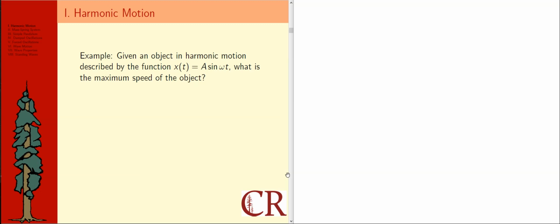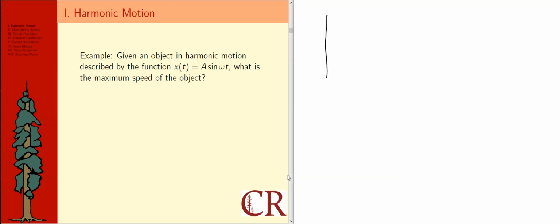Given an object in harmonic motion described by the function x of t is equal to a sine omega t, what is the maximum speed of the object? That's kind of an interesting question. I don't know if that's something we can just plug into that to find out, but I think we'll be able to use the result of the math example that's right before this one, combined with an analysis of this function to reason our way towards an answer.